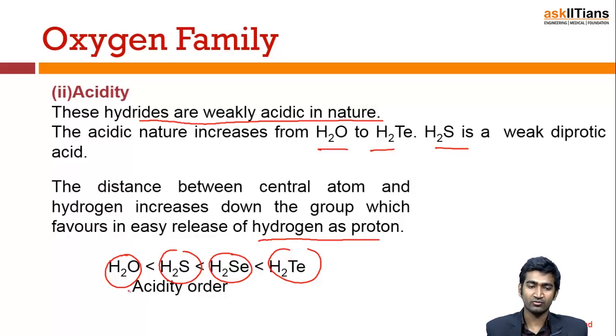my acidity order will be what? H2Te will be more acidic, and H2O has the least acidity, which means it will be very hard for it to release H+, also because of intermolecular hydrogen bonding. So this is all about the oxygen family. Next we're going to see the important compounds of the oxygen family.